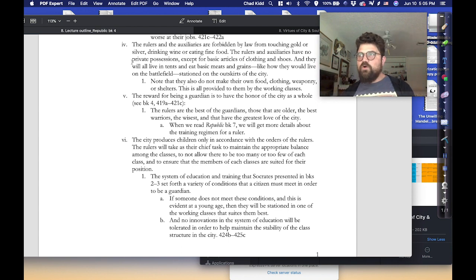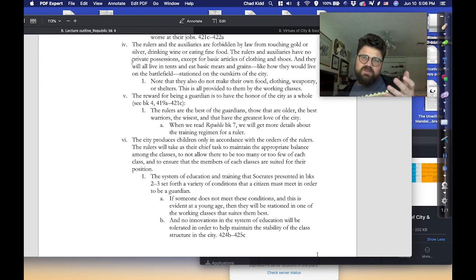So the form of life that the guardians will lead, that the rulers and the auxiliaries will lead, is a pretty rugged and a pretty minimalistic form of life, right? They will have no private food, clothing, weaponry, or shelter. What they will have instead is a high amount of power. Okay, so it's sort of like a trade-off. They give up material wealth and comforts in order to have a great amount of power.